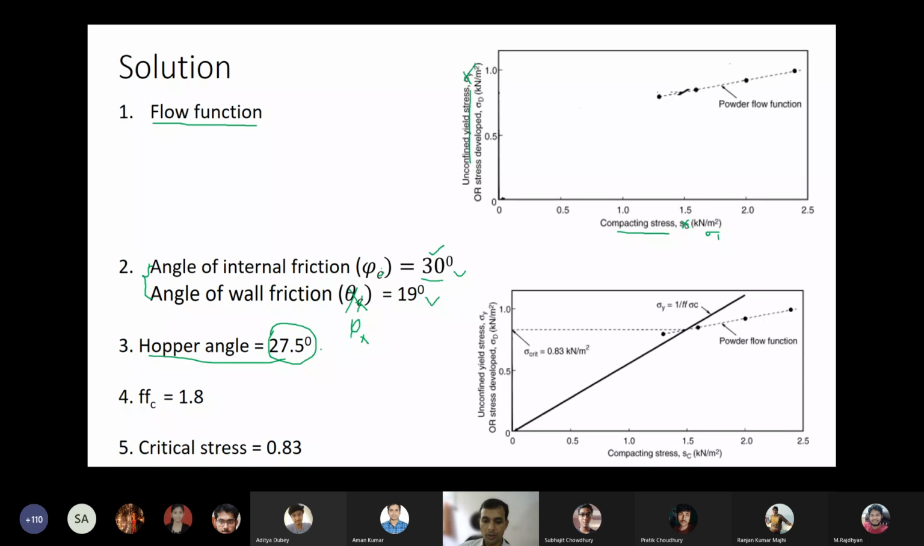So the Hopper angle, the conical Hopper angle, is 27.5 degrees. Now we have to find out the FFC value. Since you don't understand the Hopper angle, you might not understand the FFC also. So let me explain once again. To estimate the FFC, we need the angle of internal friction, the angle of wall friction, and the Hopper angle. We need all three. To find the flowability factor value, we need all of these.